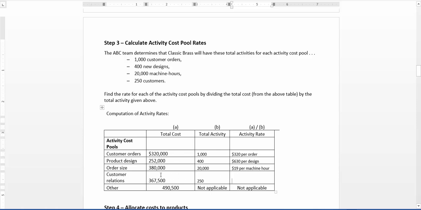And then finally, our customer relations, we're going to divide 367.5 by the number of customers, and that is going to give us $1,470 per customer. All right, so now we have all of our activity rates, and we are finished with step 3. Make sure you review this and understand it before we go on to step 4.